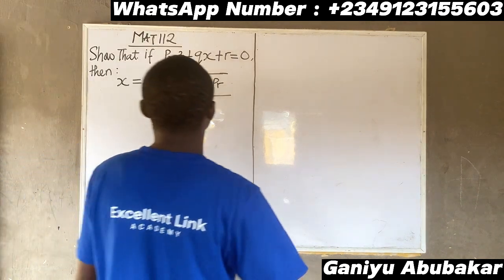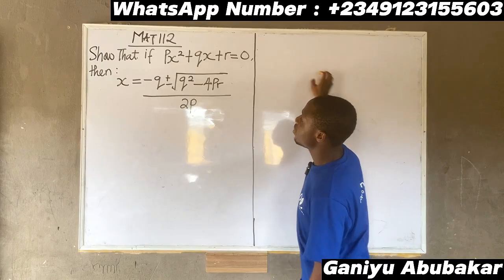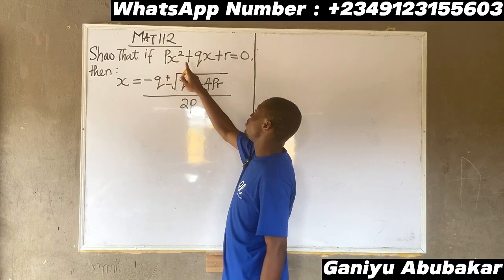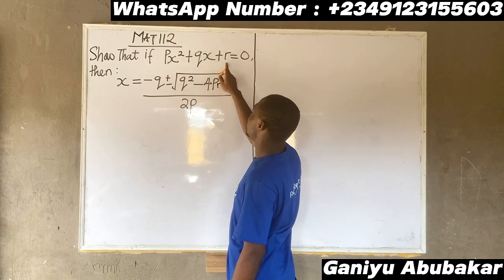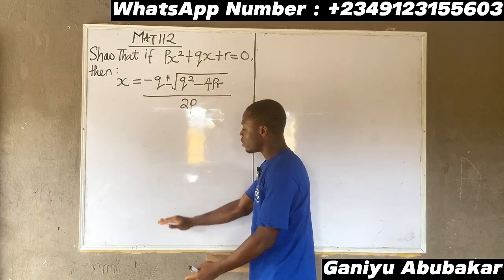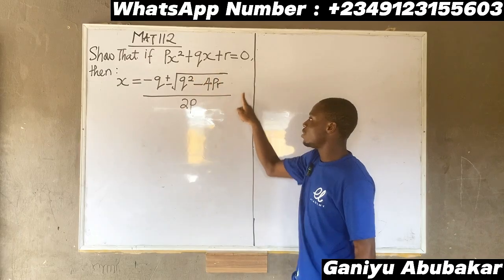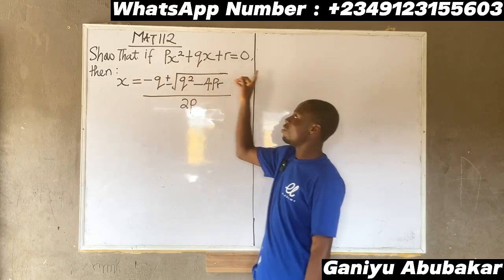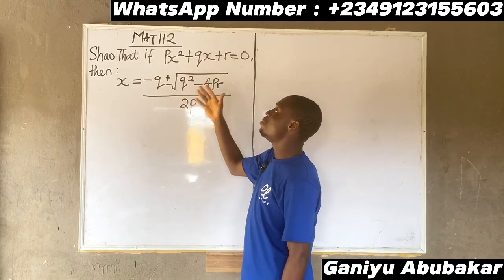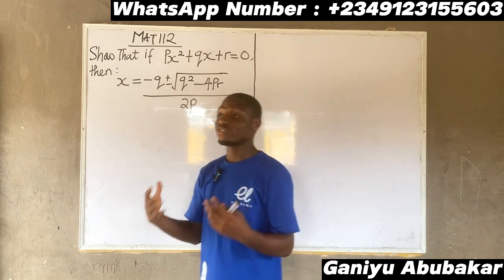All right, so let's prove these equations here. First things first, you're given that px squared plus qx plus r equals 0. You are asked to solve it such that your answer must be in this form. So how is this possible? Note that whenever I use something of this nature, the best method that will help you get your answer is what we call the completing the square method.